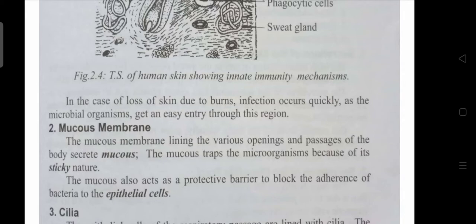Second one is the mucous membrane. It lines the openings and passages of the body, and it will secrete mucus. What is the specialty of mucus? Mucus is sticky in nature, so it can trap the microorganisms, and the mucus also acts as a protective barrier to block the adherence of bacteria to the epithelial cells. This is the function of the mucous membrane.